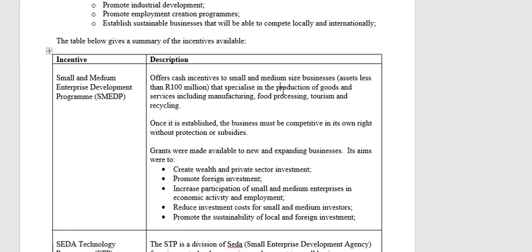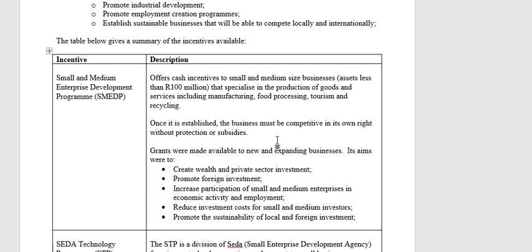Right. So this cash incentive is available to new and expanding businesses. Okay, so if you are an existing small or medium-sized business that wishes to expand, you can apply for this incentive. Or if you're an entrepreneur wanting to start a new business, you can apply for this incentive. The catch is, once you have established your business, you must be competitive in your own right.